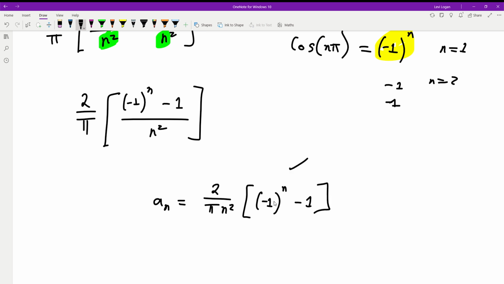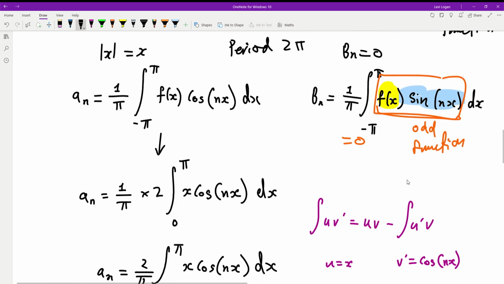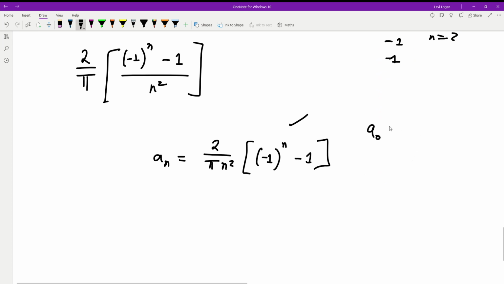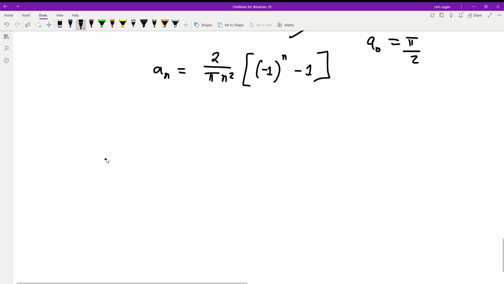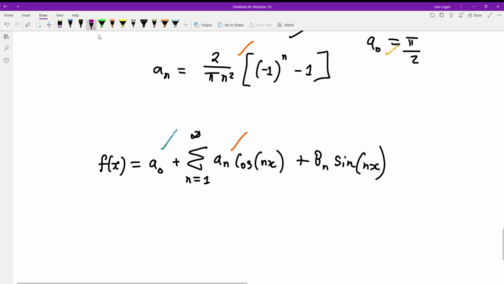So now we've worked out what that is. We know a naught, what was a naught? I forgot it, it's up here somewhere. a naught is pi on 2. So a naught is pi on 2. So pretty much for our Fourier series, f of x is a naught plus the infinite sum, n equals 1 to infinity of a_n cos nx plus b_n sine of nx. Okay, so we know what this is, we know what that is, and we know this thing is 0.